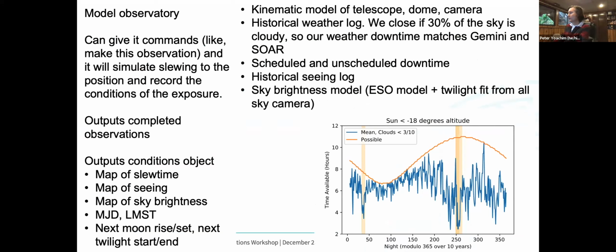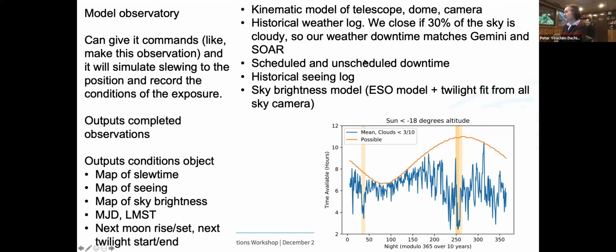Our model observatory, we can give it commands like go observe this spot in the sky, and it will slew and simulate doing that. It has a full kinematic model of the telescope, the dome, the camera. We use a historical weather log to simulate weather downtime. We've set it so that we close if 30% or more of the sky is cloudy. So our weather downtime very closely matches Gemini and SOAR, which are right next to us on the site.